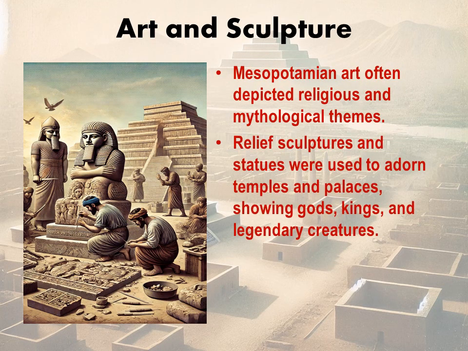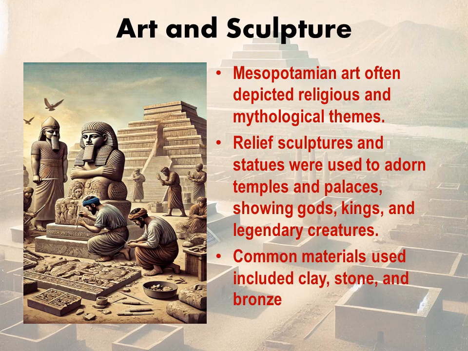Relief sculptures and statues were used to adorn temples and palaces, showing gods, kings, and legendary creatures. Relief sculpture means sculptures on the walls of stone. Sometimes sculptures are not entirely 3D, but they are done by inscribing them on the stone. Those are relief sculptures. And statues were used to decorate the temples. The same things were there in palaces also, where gods, kings and other legendary creatures were shown with the help of relief sculptures and statues.